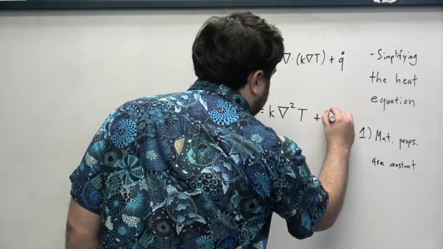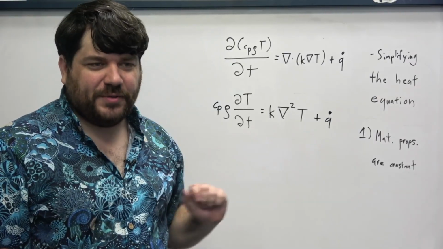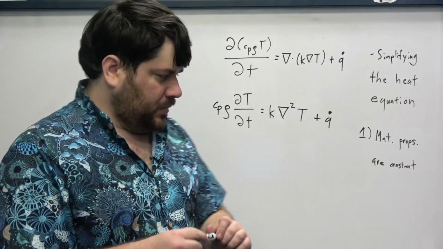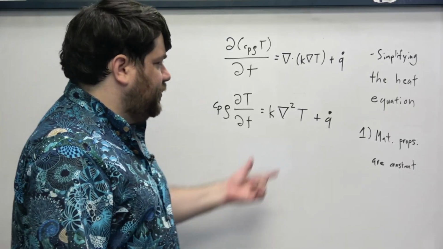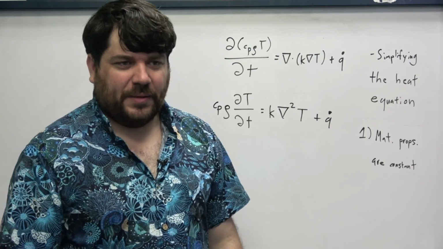And then the Q dot just comes along for the ride. So this is the result that we get whenever we assume that material properties are constant. So what are some other assumptions that we could make that would simplify this equation as well?